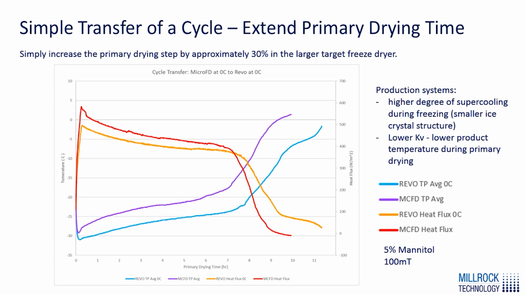Here we have a cycle that was dried in a MicroFD at 100 millitorr at 0 degrees C in the red line here, and the corresponding product temperature in the purple line here. And that same recipe, this product was 5% mannitol, was then run in a Revo, or a lab scale unit, at 0 degrees C. And we can see the heat flux in the center of the batch for this cycle in the orange line, and the corresponding product temperature in the light blue line. So here we can see that it's drying at a slower rate. We have a lower heat flux, which means a lower sublimation rate. And overall, it takes about 30% longer to run. So again, a safe way to transfer it is just use the same cycle conditions and extend that primary drying time.